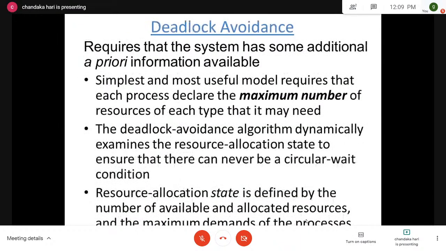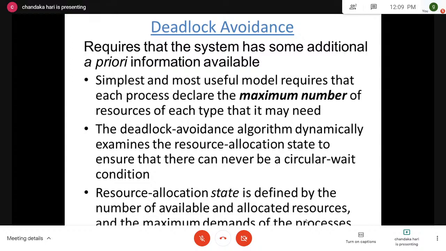Now, what is deadlock prevention? What are the necessary conditions which cause a deadlock? You try to see that they never occur in a system. But that is not possible. That's why we enter into the next one, deadlock avoidance. What is deadlock avoidance?